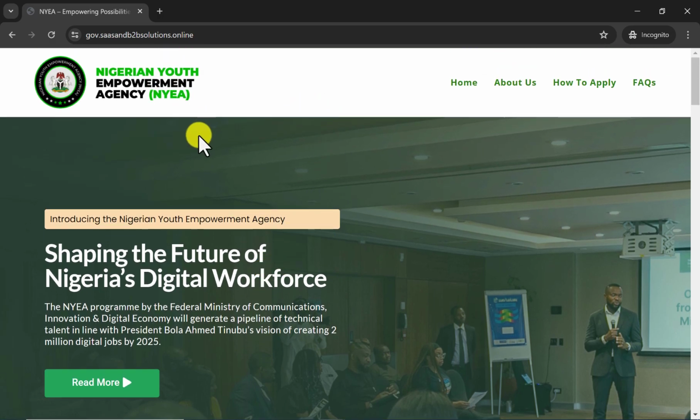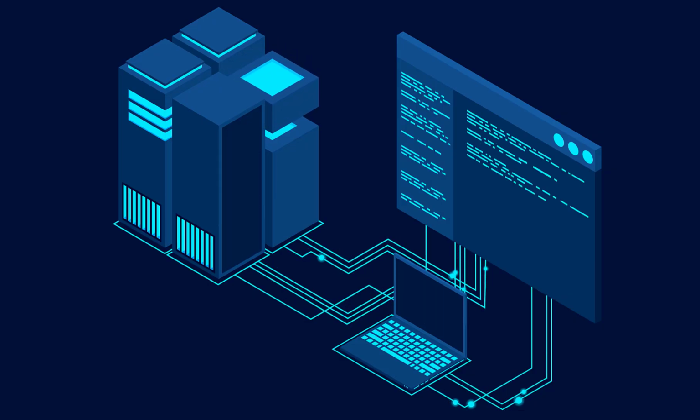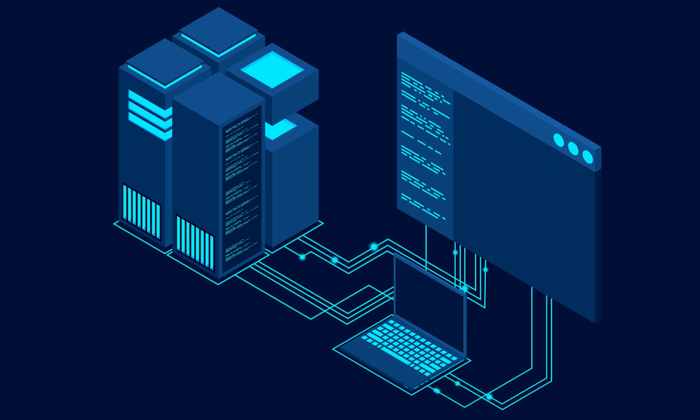To create any kind of website, first of all, you need to get a domain name and web hosting. A domain name is basically your website address. Examples of domain names are things like facebook.com, mesologic.com, mesologic.org, instagram.com, tesla.com, and so on. So that's just your website identity. Web hosting, on the other hand, is where your website is going to be stored.